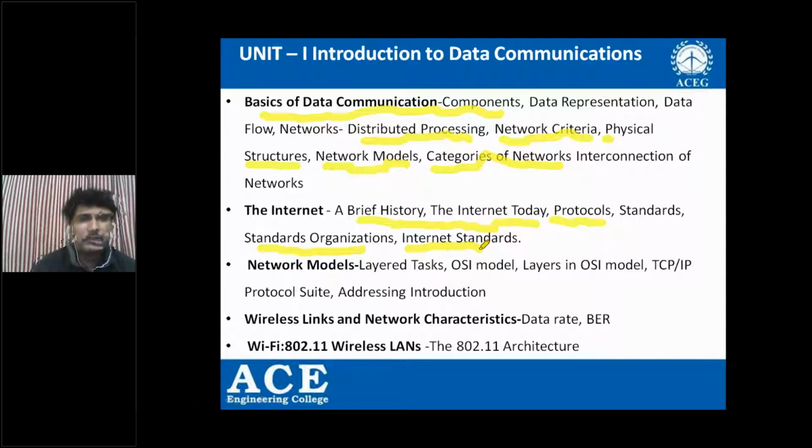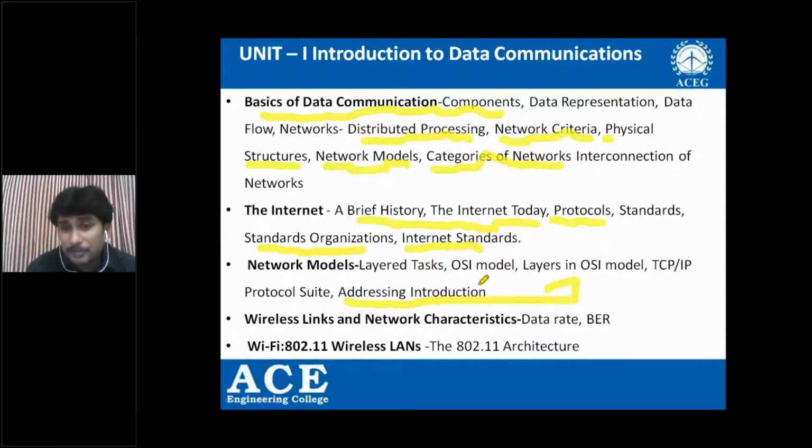Then in the OSI layer, we have 7 layers, and the first 4 layers will be dealing with different types of addresses, namely the MAC address, IP address, port address, and specific address. We will be trying to understand what those 4 addresses mean and what their functions are.